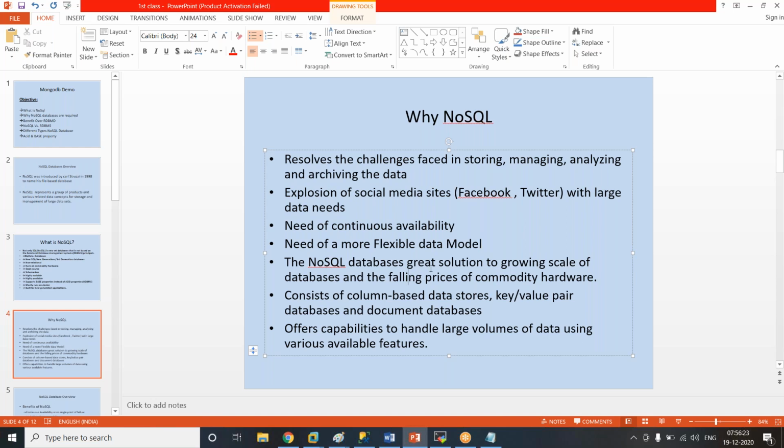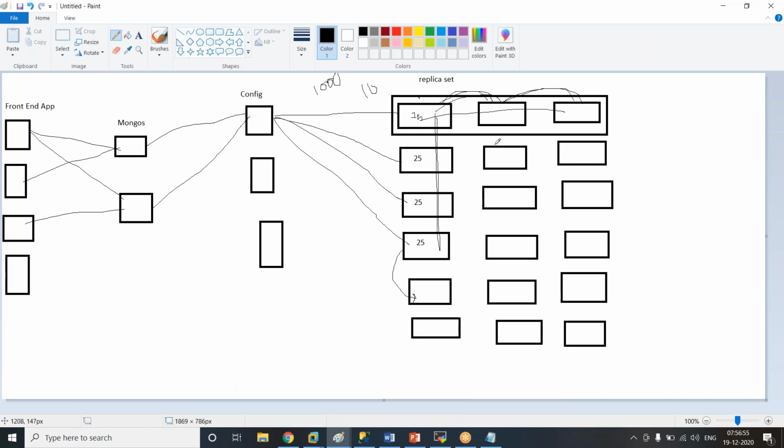The NoSQL database is a great solution for the growing scale of databases and the falling price of commodity hardware. See guys, 10 years ago, if you wanted to buy a 1 TB hard disk, you had to pay above 10,000 rupees. Now 1 TB comes for 3,000 to 3,500, and 2 TB comes below 5,000 basically. The hardware cost is falling down, so you are running on cheap hardware, because you're distributing the data.